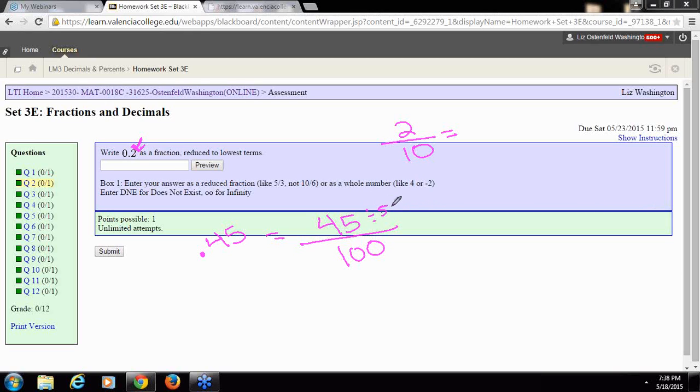Very good. So when I divide both the top and the bottom by 5, I'm going to get a 9 at the top. And what do I get at the bottom? The denominator. Very good. So my final answer for the one I made up would be 9 over 20.